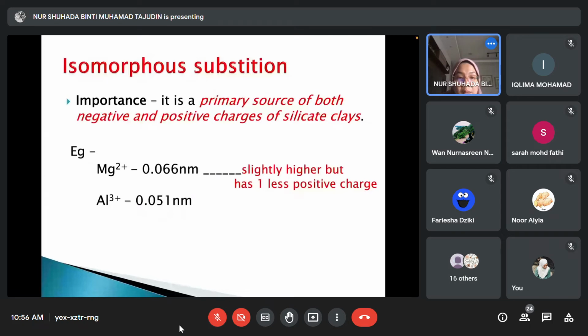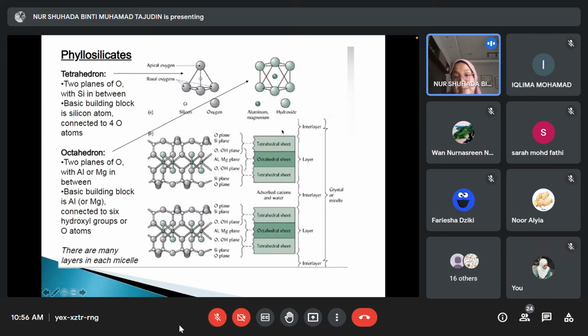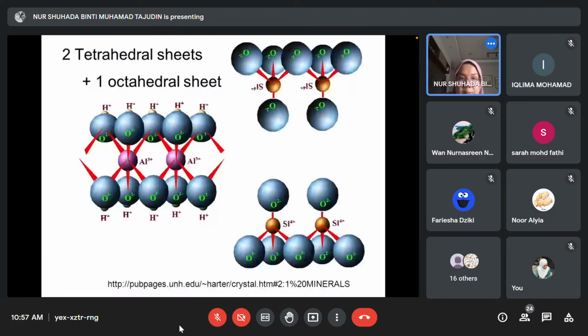Okay, so it will be arranged like this. Fundamentally, it will be tetrahedral, octahedral, tetrahedral. Okay, it's like a sandwich. Then it will form a group of colloids. Okay, so this is the picture.